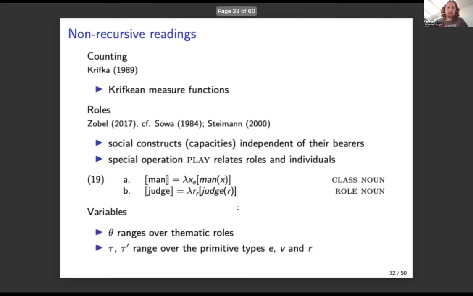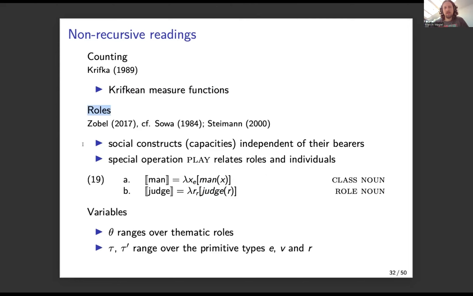So there are a number of assumptions we make. First of all, we take counting to be performed via Kripkean measure functions. We also assume an extended ontology of the model. So we assume roles, which are objects of the type R in the domain of roles.